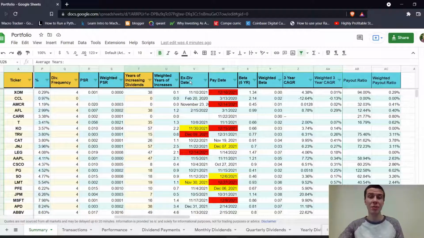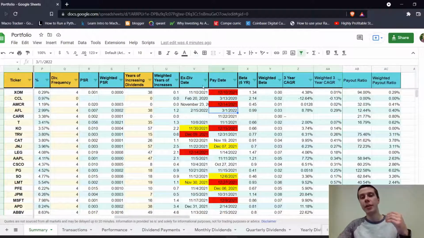The next two columns here are the ex-dividend date and the pay date. The ex-dividend date is the last day you can buy the company in order to receive that dividend for that quarter, and then the pay date is the date on which they actually pay out the dividend into your brokerage account.